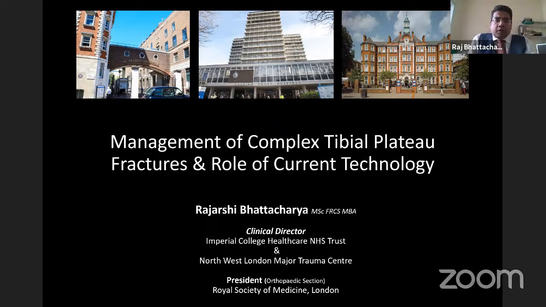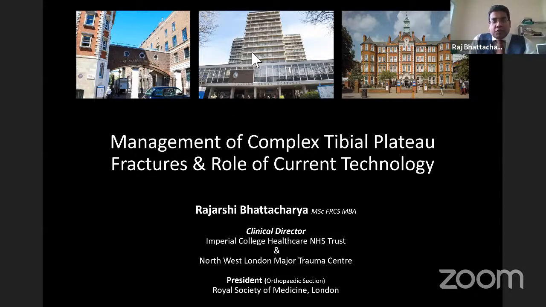So I work at Imperial College, and we have 3 main hospitals there. On the left, you see St. Mary's Hospital, which is where we have the Northwest London Major Trauma Center. You can see a little plaque there, and although you can't read it, I can tell you basically this says that on the first floor of this building, Alexander Fleming had discovered penicillin. So this is quite an important landmark in the medical world here.